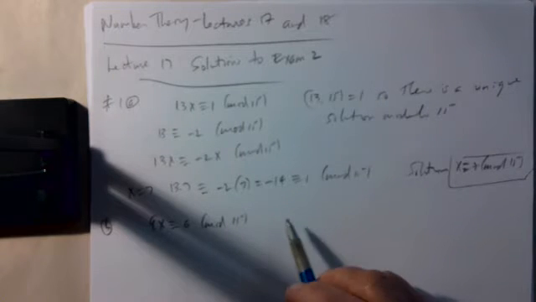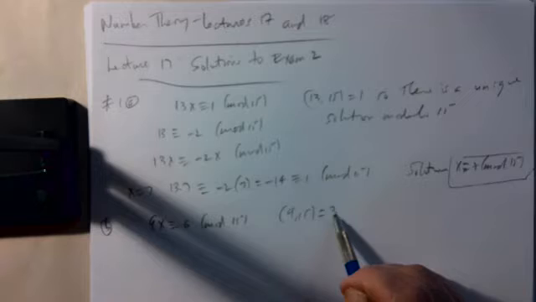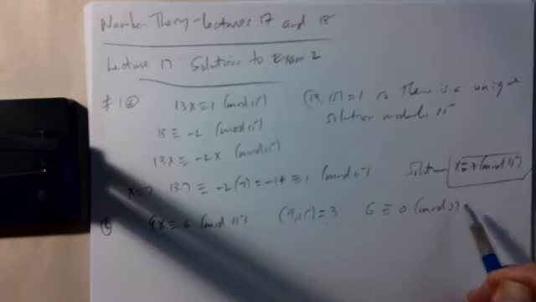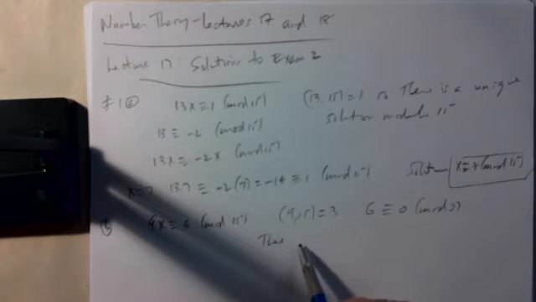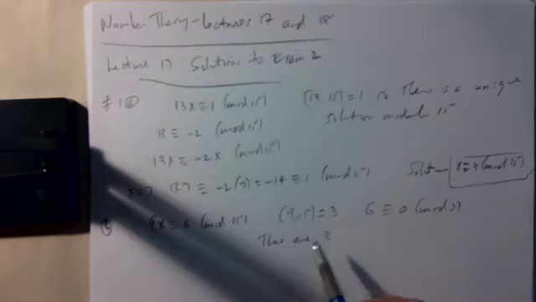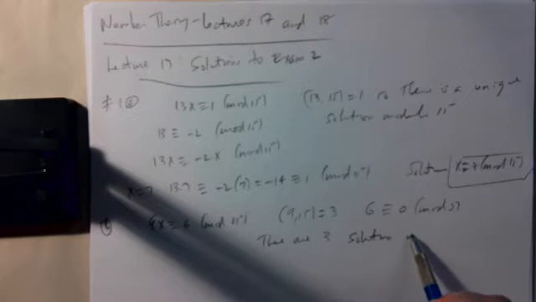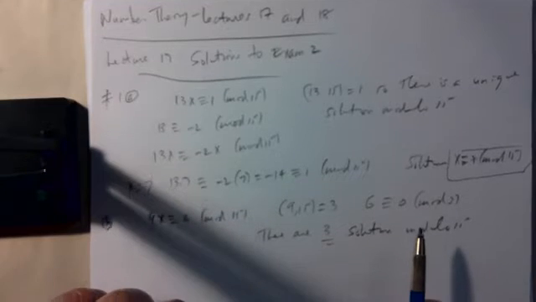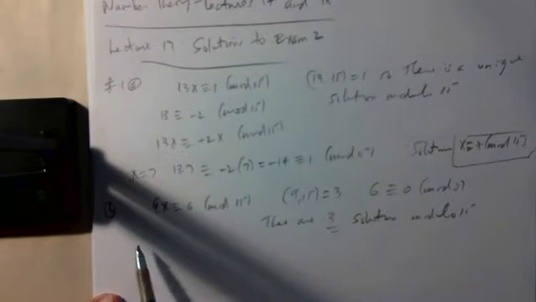modulo 15. And the greatest common divisor of 9 and 15 is 3. And 6 is congruent to 0 mod 3. So there are exactly 3 solutions modulo 15, right? Exactly the number of the GCD. How do we find them?